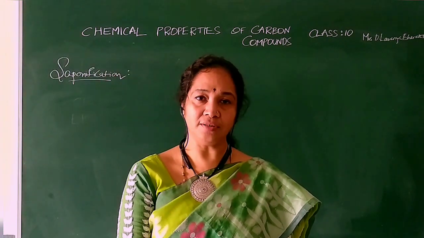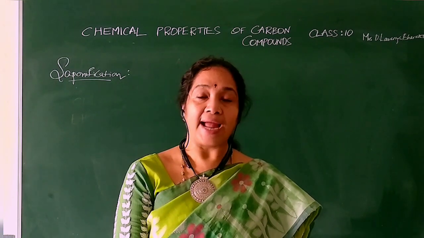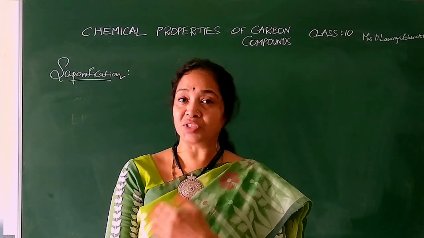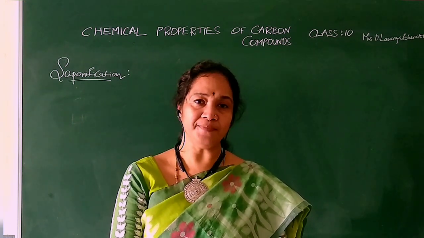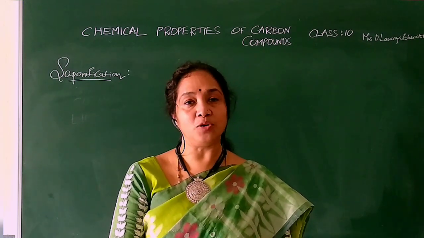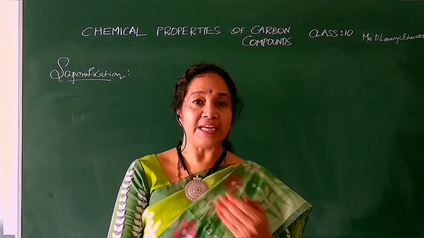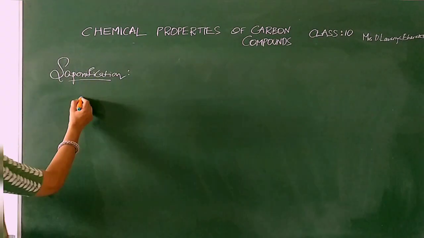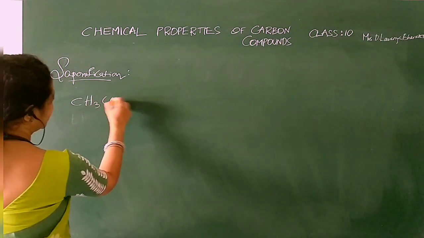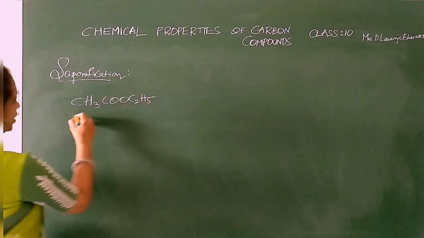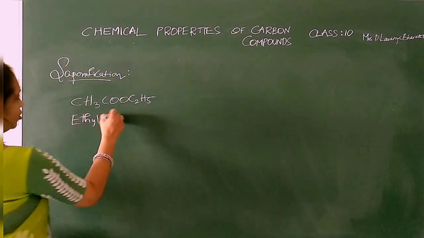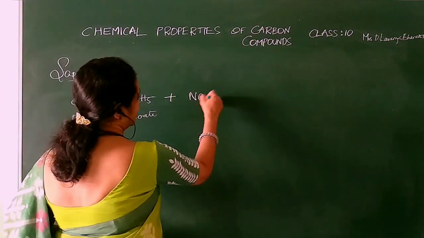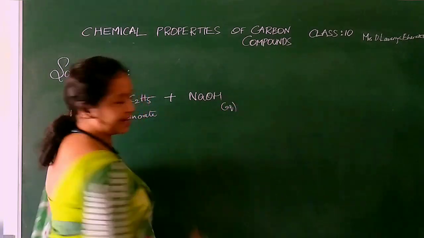In the previous reaction, esterification, I told you that alcohols react with carboxylic acids to form sweet smelling compounds, namely esters. Now saponification is opposite to esterification. When esters are treated with dilute acids or with alkalis, they give back the acid and alcohol. So one such type of reaction is saponification. Here I am taking an example again: CH3COOC2H5. We call this ethyl ethanoate. This is treated with sodium hydroxide, which is an alkali, NaOH.